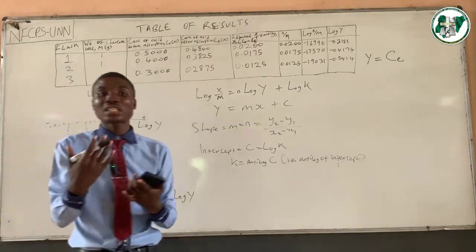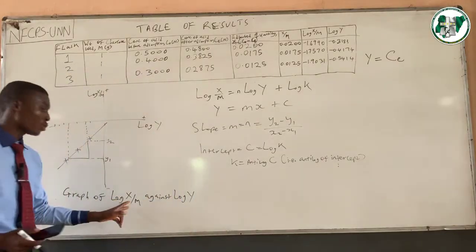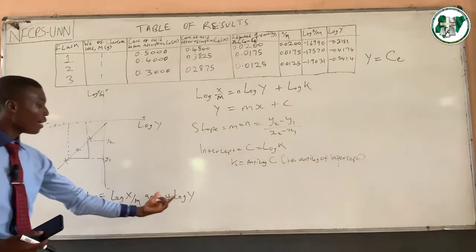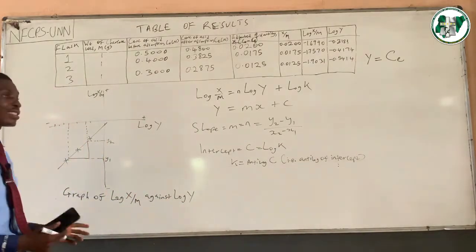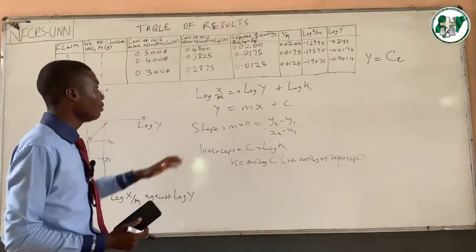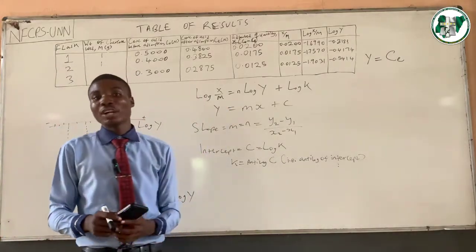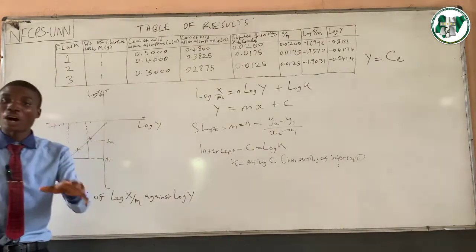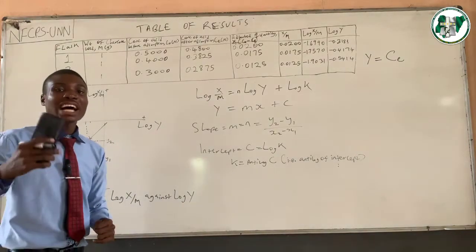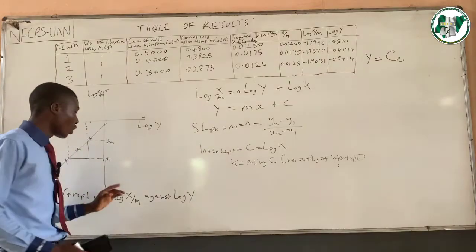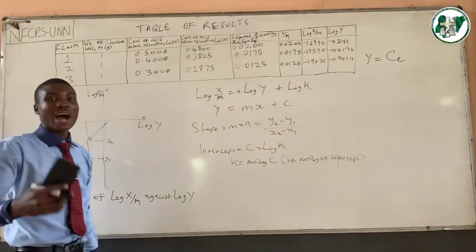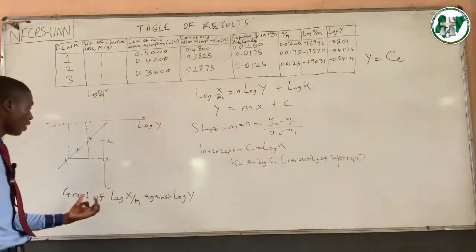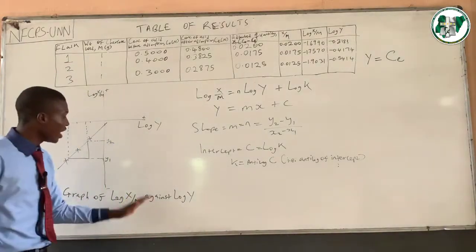Now many students get it mixed up. Because we have log X over M, they want to put log X over M on the X axis. And then because we have log Y, they want to put log Y on the Y axis. Automatically, you are going to be making mistakes in getting your N and also your K. But for accuracy purpose, you want to master it now while this video is still ongoing. Then log X over M is going to be on your Y axis, while your log Y is going to be on your X axis, because it's a graph of log X over M against log Y.